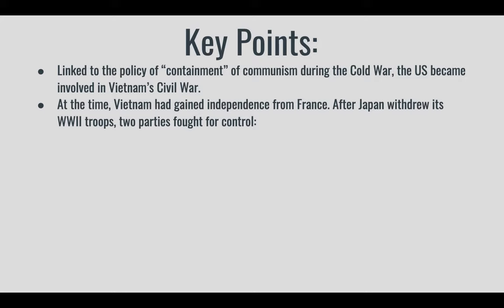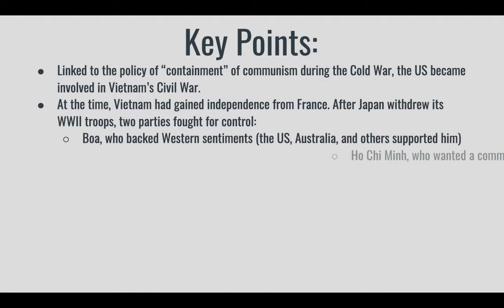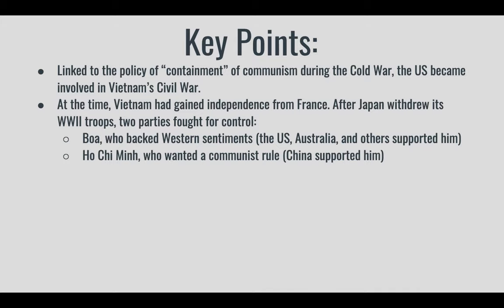And the reason that this was even a discussion in Vietnam is they became independent from France, and also Japan had had troops there during World War II and they left. So all of a sudden there's this power vacuum, this opportunity for somebody to take control of Vietnam. So there was a civil war. There were two groups. One wanted a more democratic government, one wanted a communist government. And so the United States obviously wanted the democratic government to win, and they, as well as other countries, sent troops to support them. On the other side, China supported the communist rule of Ho Chi Minh and wanted him to win.